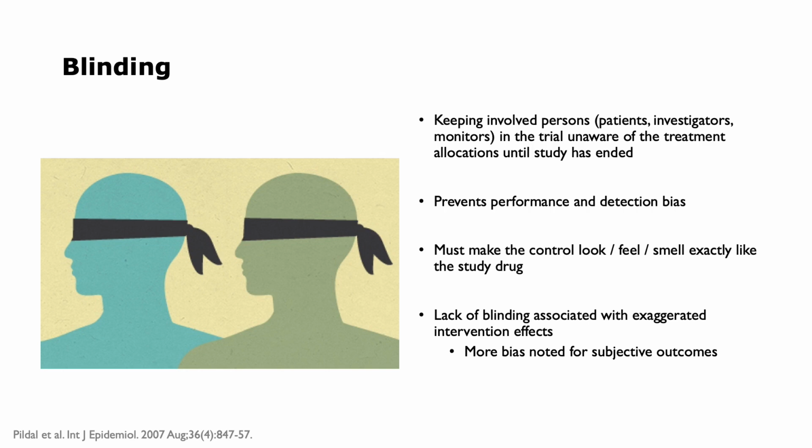In order to maintain blinding, we must make sure that the control looks, feels, smells exactly like the study drug, which, as you could tell from the example with the vitamin C and the placebo, can be challenging. A lack of blinding is associated often with exaggerated intervention effects, and more bias is noted for subjective outcomes rather than objective ones.